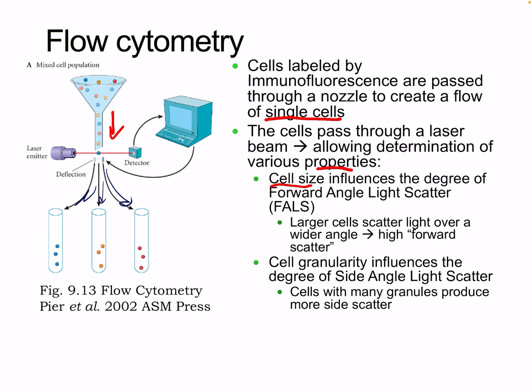So again, we have our cell size through the scatters, which influences the degree of forward angle light scatter, or FALS, and the larger cells scatter the light over a wider angle, and there'll be a high forward scatter. Cell granularity influences the degree of side angle light scatter. So again, we had our side and forward scatter measurements, and cells with many granules produce more side scatter. This is giving us so much more detail compared to ELISA, which is obviously a simpler technology and much cheaper, where that's essentially more just counting or seeing if something is present. This can actually tell us about the cell itself.